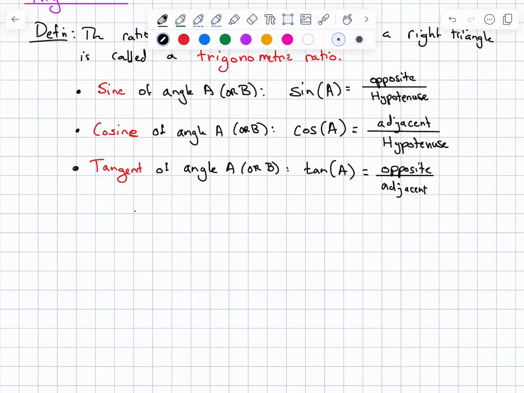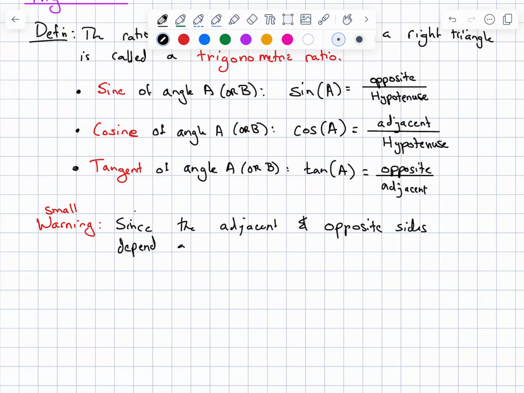Okay, to move on. As a small warning, since the adjacent and opposite sides depend upon the angle, sine of A doesn't equal sine of B necessarily. Same for cosine and tangent.